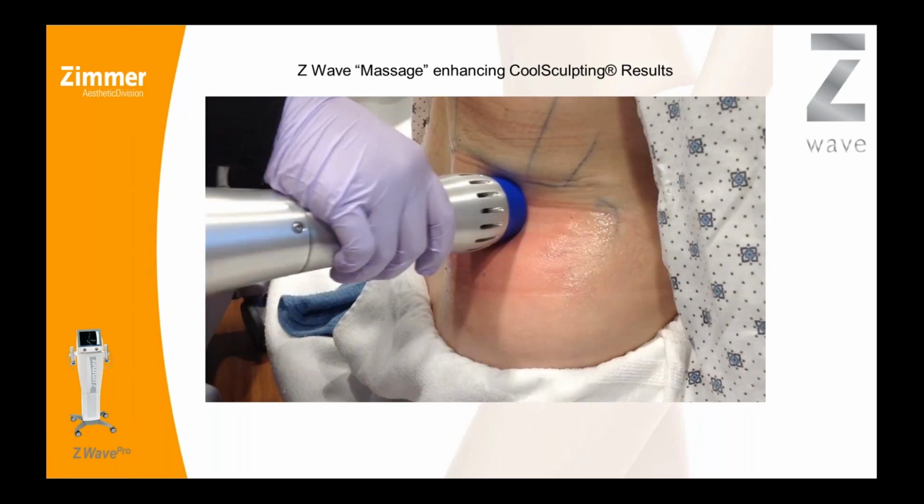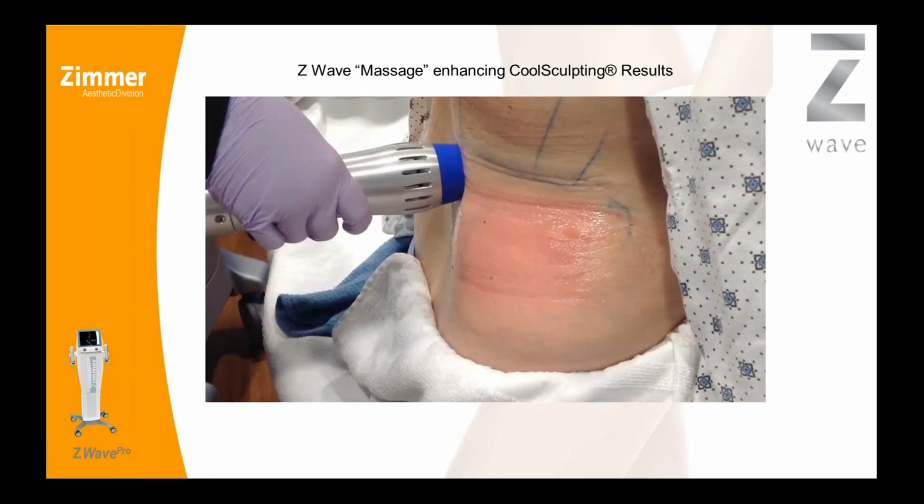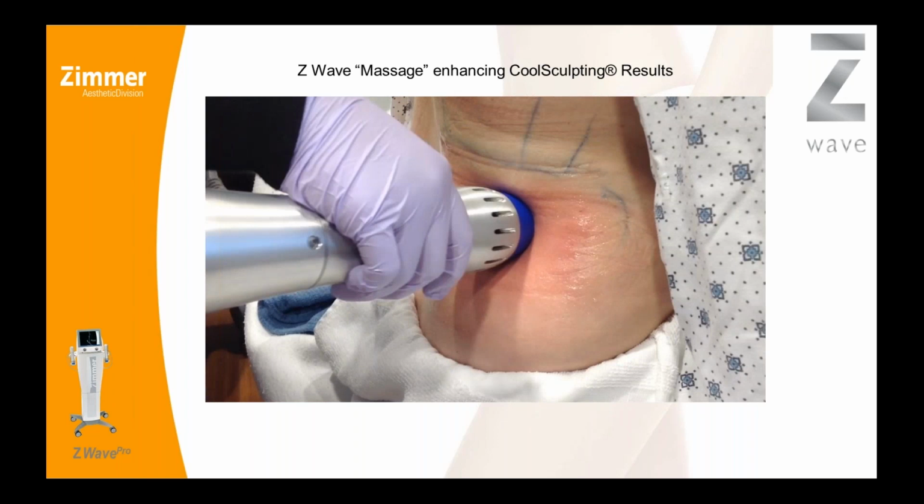As most of you know, the Z-Wave's loud, so tell your patients before you begin that it's loud and sounds like a jackhammer.